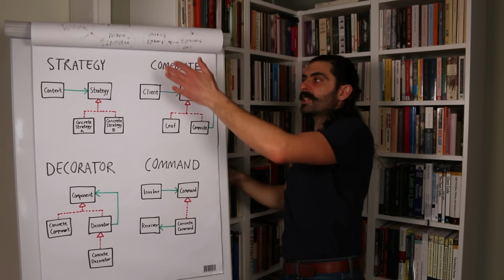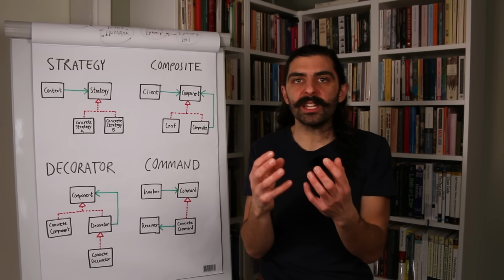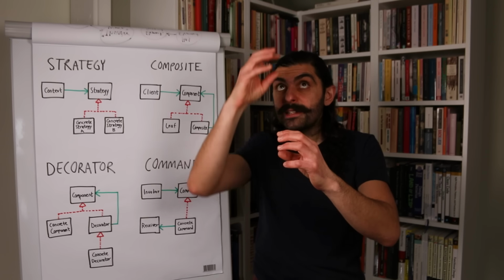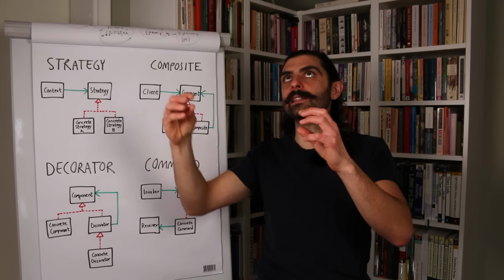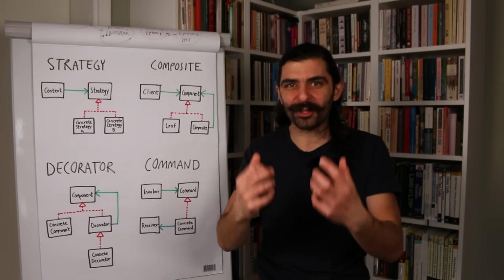So, the composite pattern shows up a lot in this code. And generally, whenever you see a type that both is of a supertype and has elements of that same supertype, then you're probably looking at a case of the composite pattern.